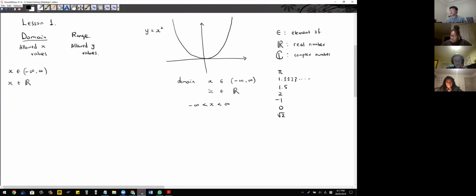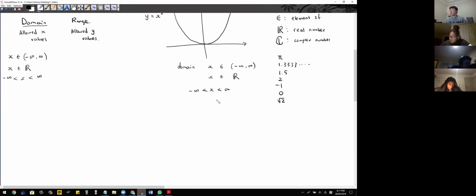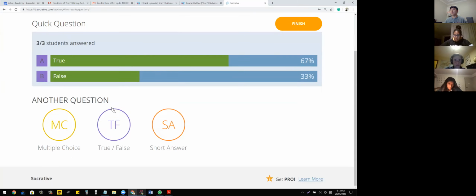Anyway, this is how you write the domain for this one here. Let me know if you guys have any question. So we can write x is between negative infinity and infinity. Now, can we write x is between, perhaps you guys have seen this one, less than or equal to negative infinity? Can we do that or not? I want you guys to answer that, true, false.